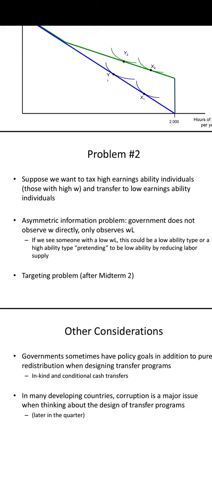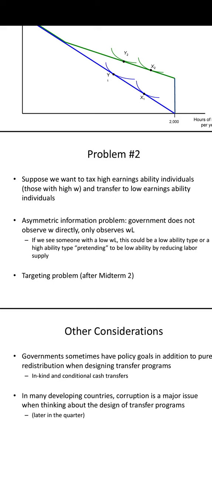Problem number 2. Suppose we wanted to tax high earnings ability individuals with high W and transfer to lower earnings ability individuals. Asymmetric information problem. The government does not observe W directly, only observes W times L. If we see someone with low W times L, this could be a low ability type or a high ability type pretending to be low ability by reducing labor supply. Targeting problem.